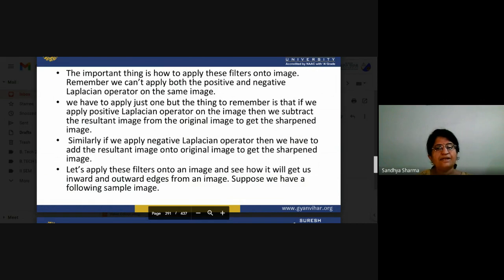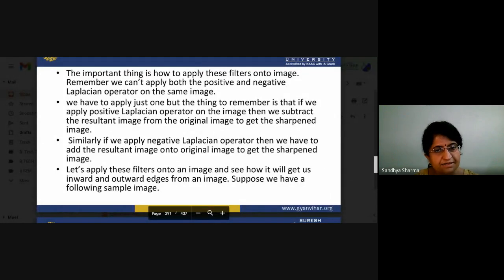Similarly, if we apply the negative Laplacian operator, then we have to add the resultant image to the original image to get the sharpened result. When we are working with the positive Laplacian operator, we subtract the resultant image from the original image, and when we are working with the negative operator, we add the resultant image to the original image to get the sharpened result. So let's apply these filters onto an image and see.